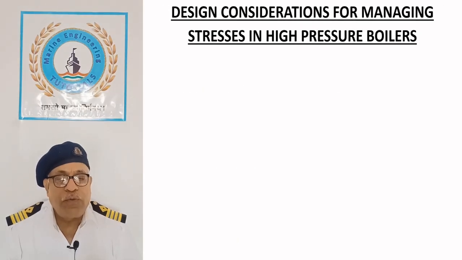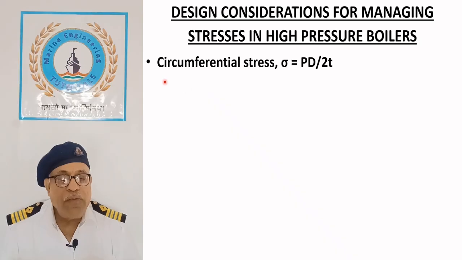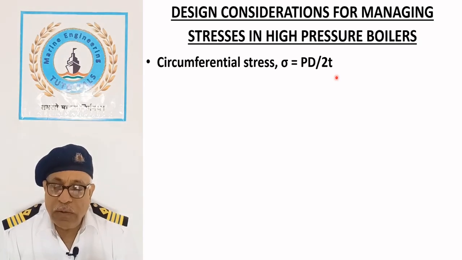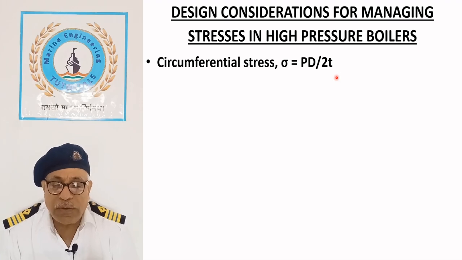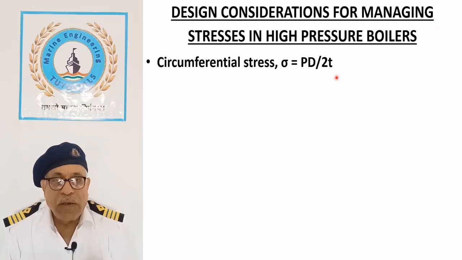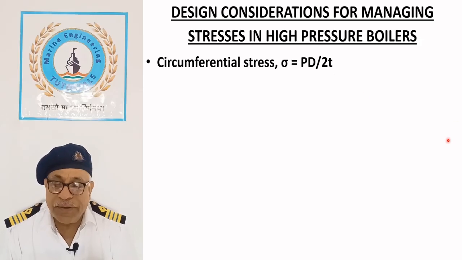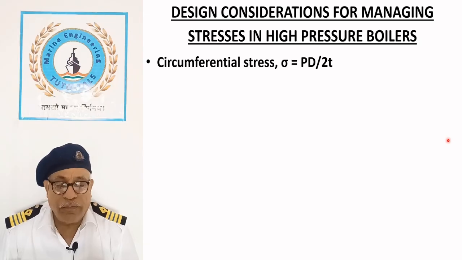Design considerations for managing stresses in high pressure boilers. Circumferential stress sigma is equal to PD by 2T. We have earlier studied that the internal steam pressure acting on the drum walls induces a large stress known as circumferential or hoop stress, which is mathematically expressed as sigma is equal to PD by 2T.